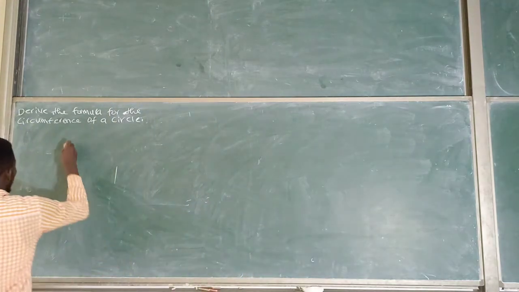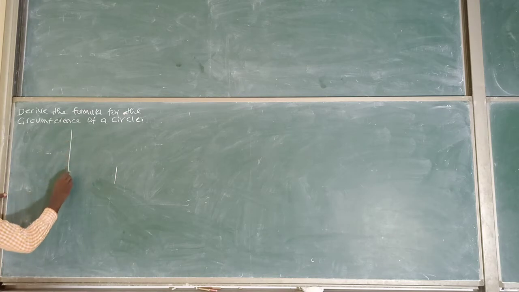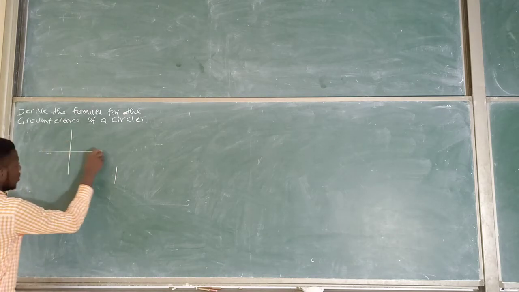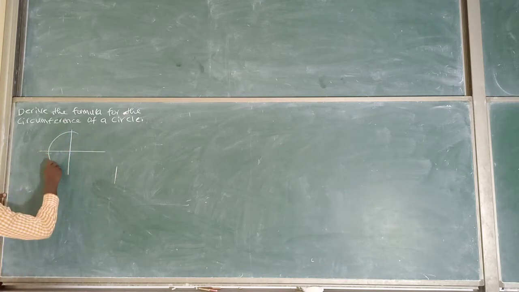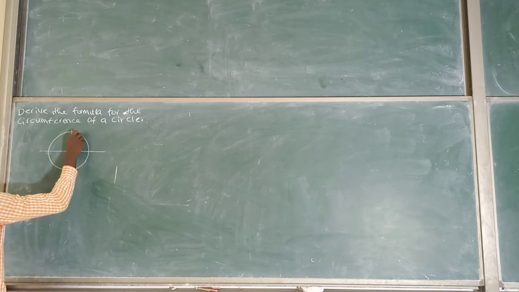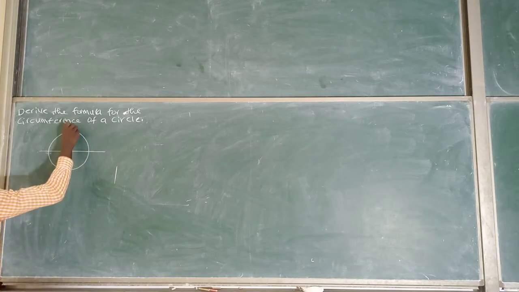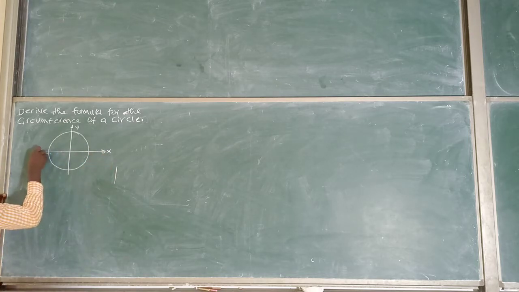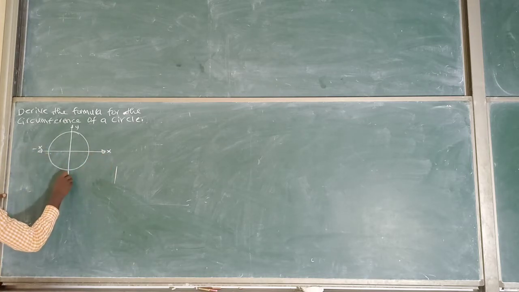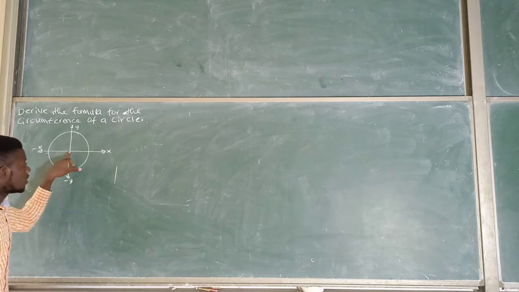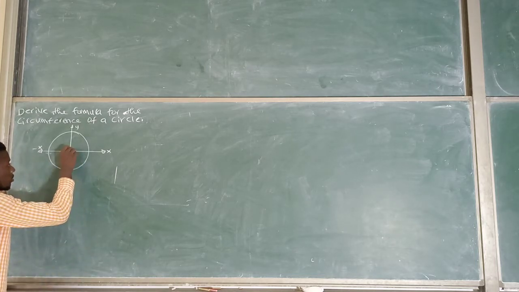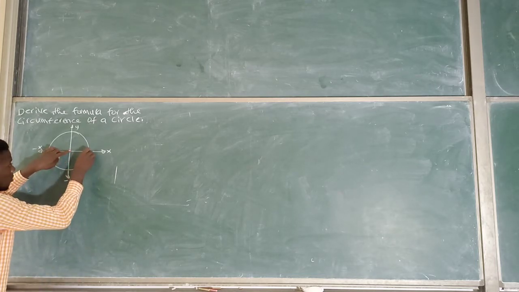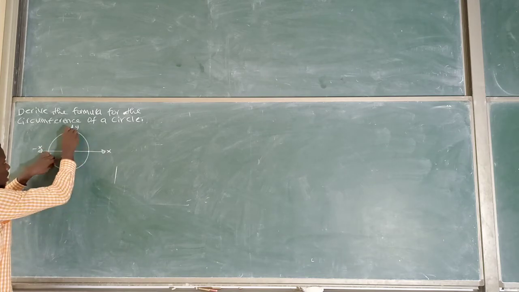So you have a circle like this. This is a circle, so I'm going to draw a Cartesian plane and then sketch a circle right here. So this is a unit circle. This is y, this is x, this is negative x, and this is negative y. So the origin of this circle is 0. And the distance from here is some r. The distance from here is some r.